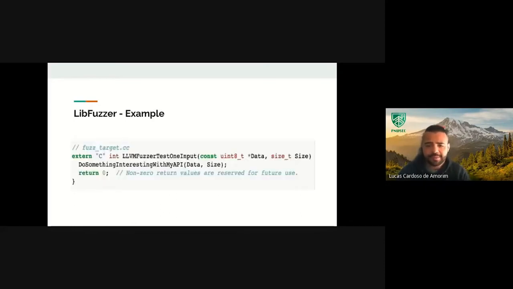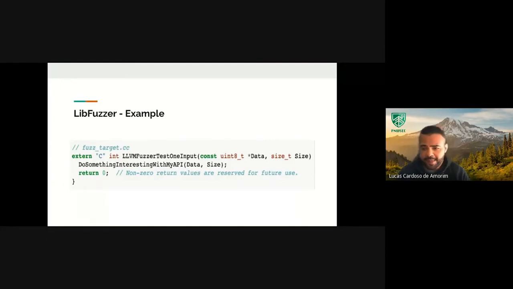So this is an example. As I mentioned, you have to write some code, but it's not a whole lot. You need to have the function LLVMFuzzerTestOneInput, and inside that function you call the function you want to fuzz. This is specifically for C and C++. We're going to get to Python later on in this talk. Here we are fuzzing this function, do something interesting with my API.